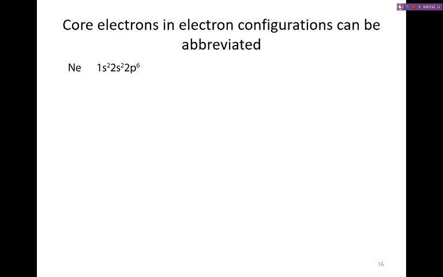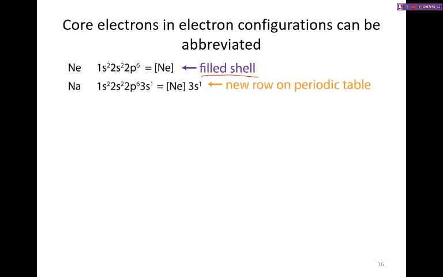So neon is represented as 1s2, 2s2, 2p6. Sodium is just one element, the next element down in the periodic table, and it has one more electron. So we can use this filled shell of neon as a shorthand to represent the majority of the electrons within sodium. And so we can do this anytime we start a new row on the periodic table.